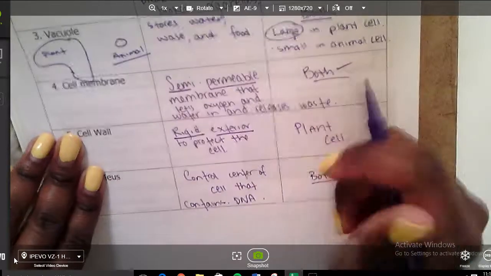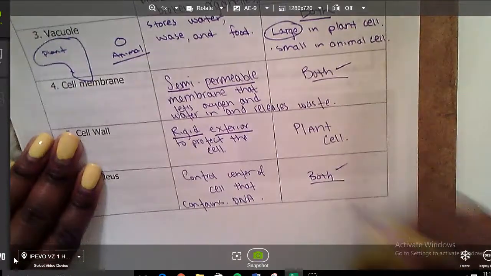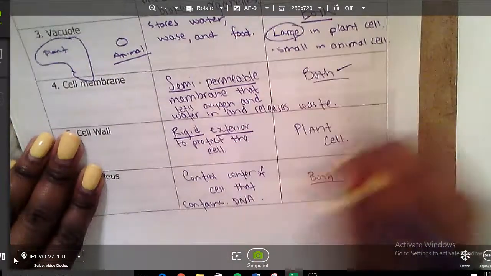Mr. White is going to be coming around. Oh, look behind you. He's right behind your shoulder, checking you out right now to make sure all of this information is filled in.